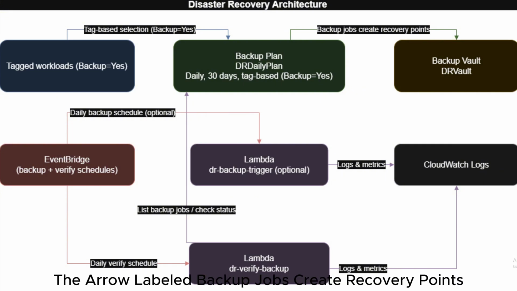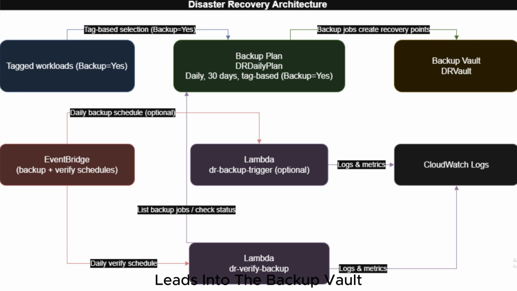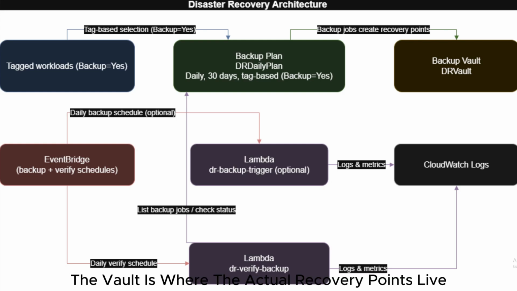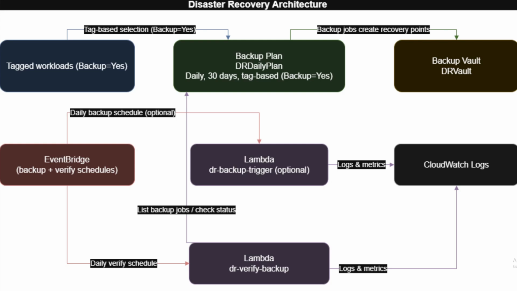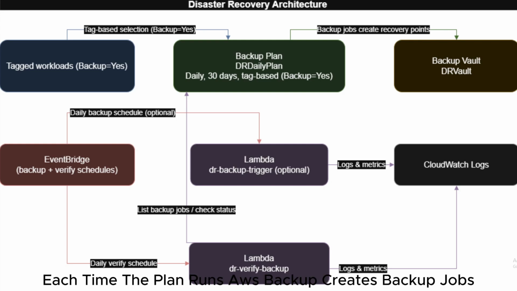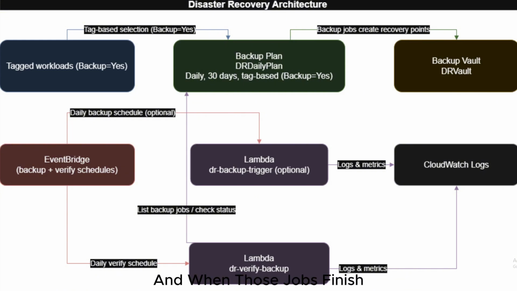From there, the arrow labeled Backup Jobs Create Recovery Points leads into the backup vault called DR Vault. The vault is where the actual recovery points live. Each time the plan runs, AWS Backup creates backup jobs, and when those jobs finish, the resulting recovery points are stored here in the DR Vault for up to 30 days.